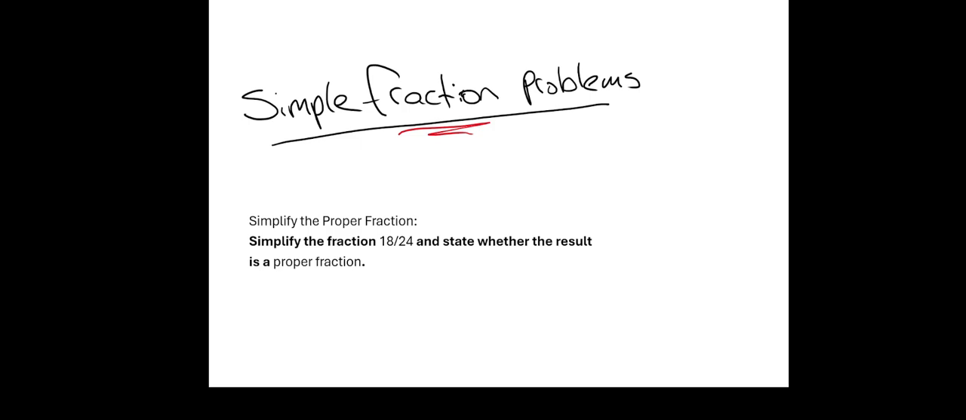We're asked to simplify this fraction. Simplify the fraction 18 over 24 and state whether the result is a proper fraction. Well, straight away we can see that it is going to be a proper fraction because the numerator is less than the denominator. So it's a proper fraction already. Nothing we can do can make it not a proper fraction.